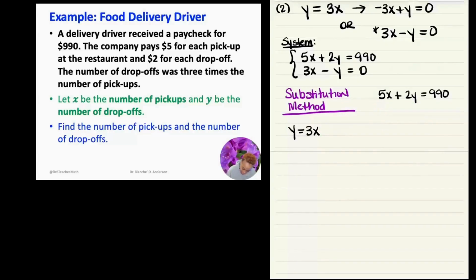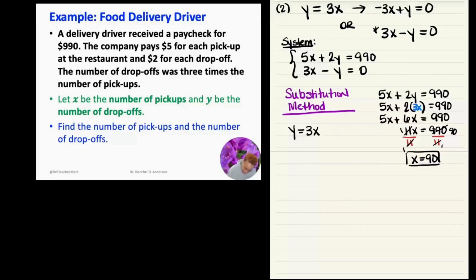Oh, I guess I need my pen back. So that's going to be 2 times 3x, right? So far, so good. So that's going to be 5x plus 6x, because 2 times 3 is 6, right? And then you're going to have 11x equals 990. And then you're going to divide both sides by 11. When you do that, the 11s divide each other, right? And then 990 divided by 11 gives you 90. So x equals 90.